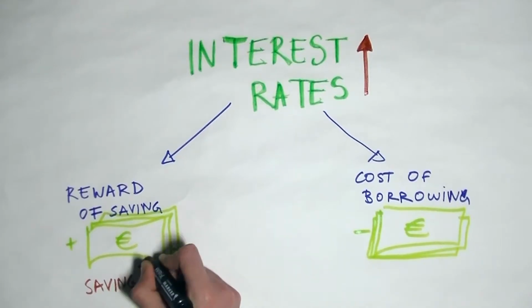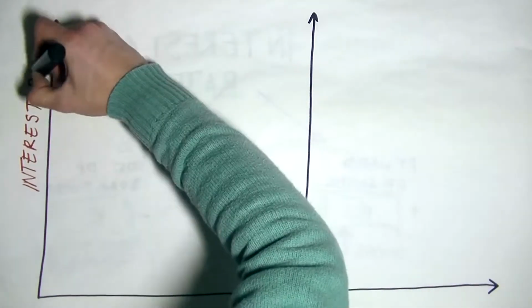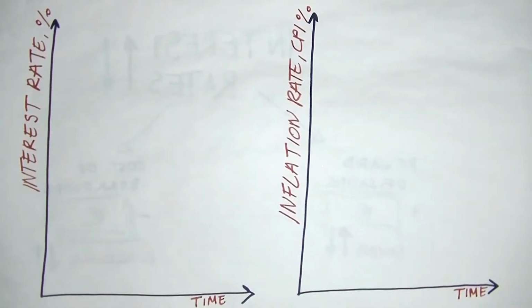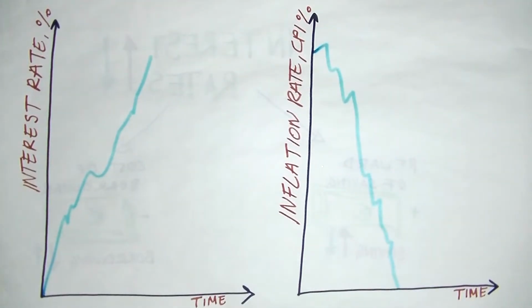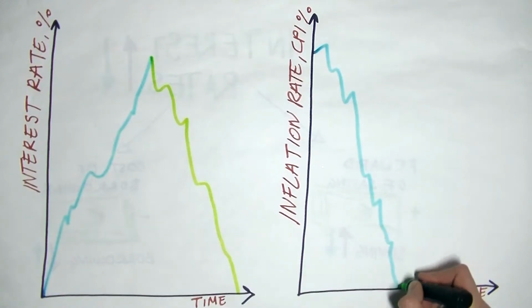This means if the rate of interest increases, the reward of saving money is greater. So people are going to save more and spend less. Less money is available for buying the same amount of goods, so the price level decreases. Alternatively, if the interest rate decreases, demand increases, and so does the inflation rate.